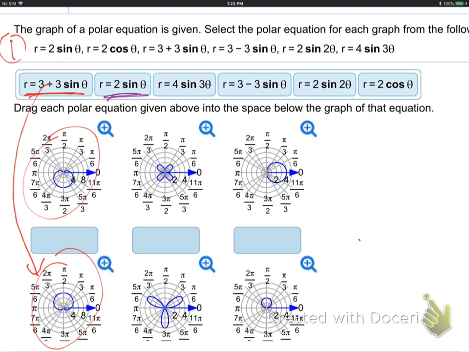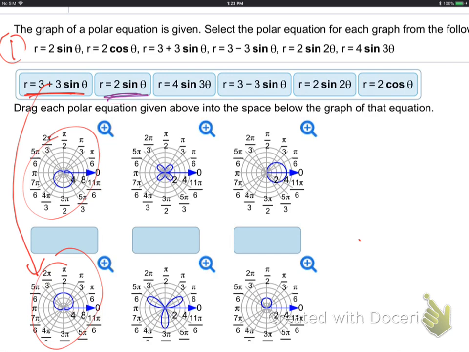Basic circle, right? It doesn't have a second number added. It doesn't have anything multiplied by the theta. Right? Multiply by the theta, you're a rose. Put another number added, you're a limaçon. That's a basic circle. Is it going to be a circle on the y-axis or x-axis? Y, because it's sine.